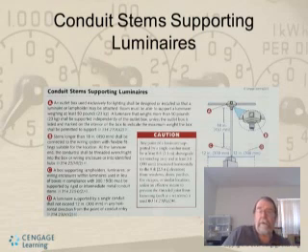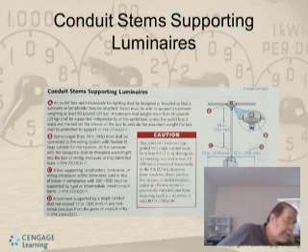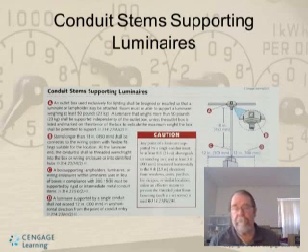If your luminaire or light that you're putting up is over 50 pounds, then you've got to put a cross brace in or some sort of thing to mount the box to. Other than that, you can mount them that way. I've seen a lot of lights mounted that way.